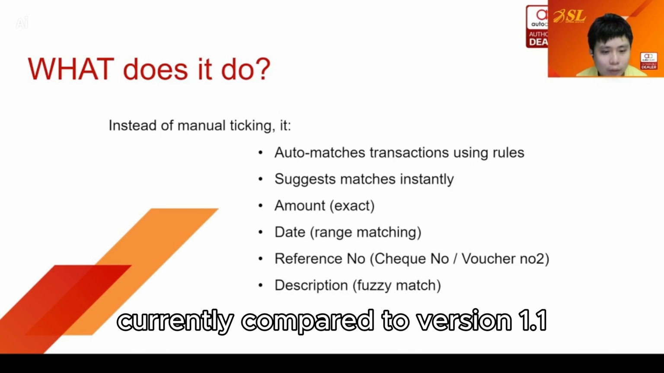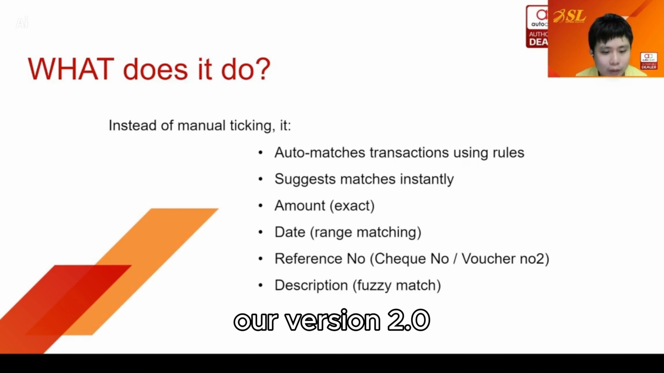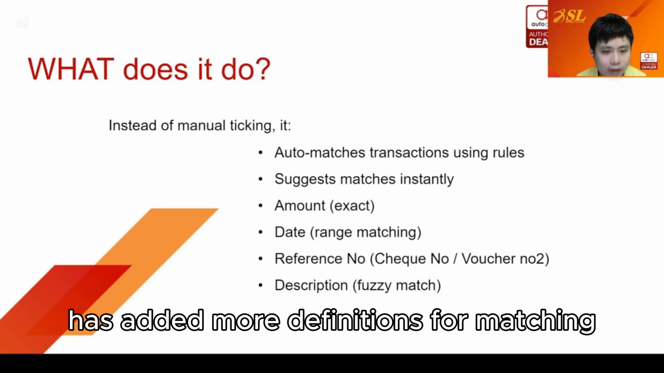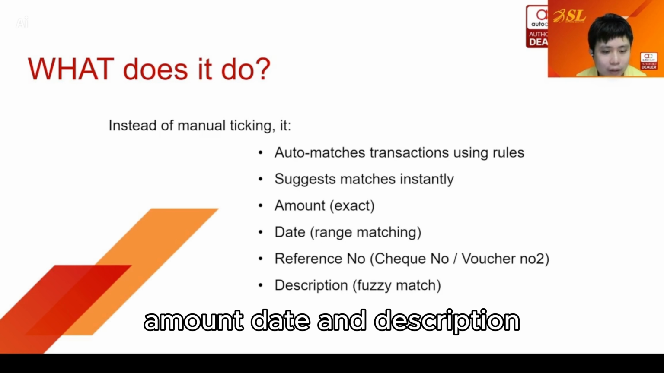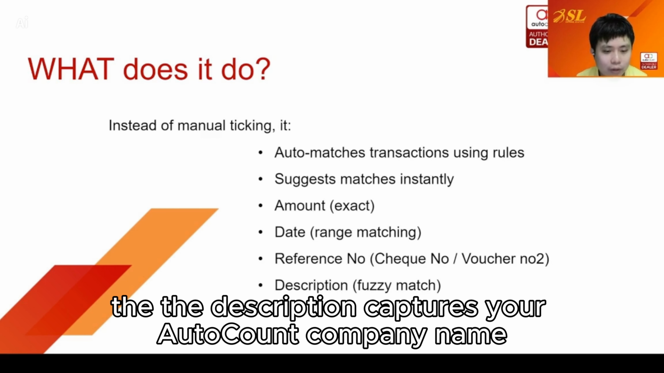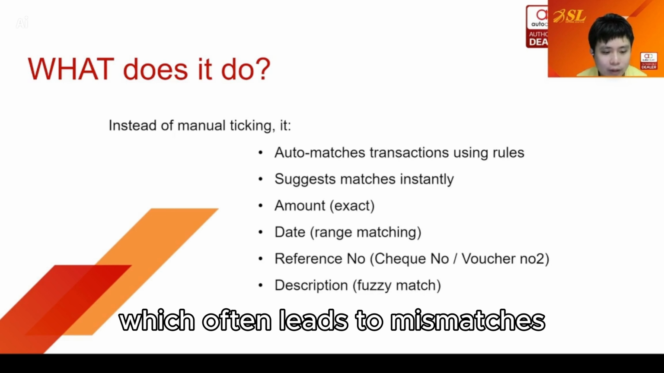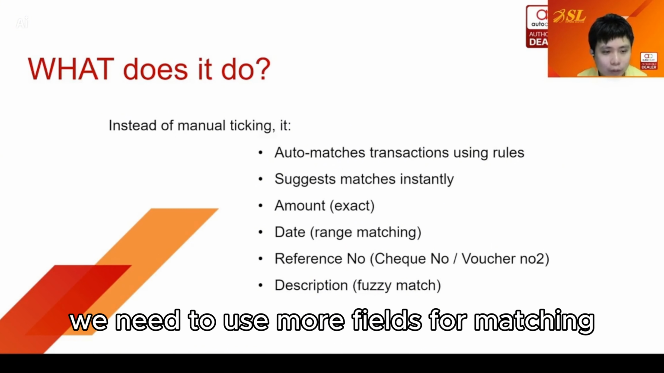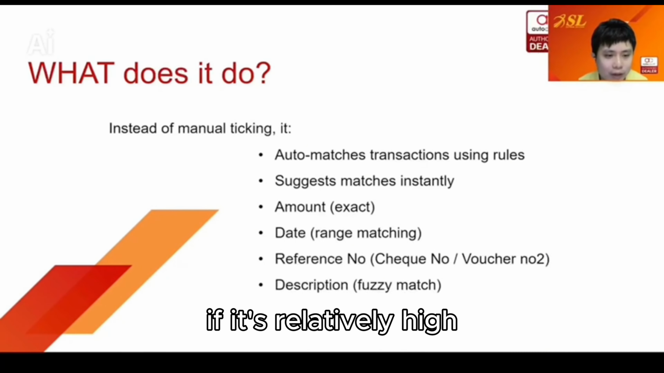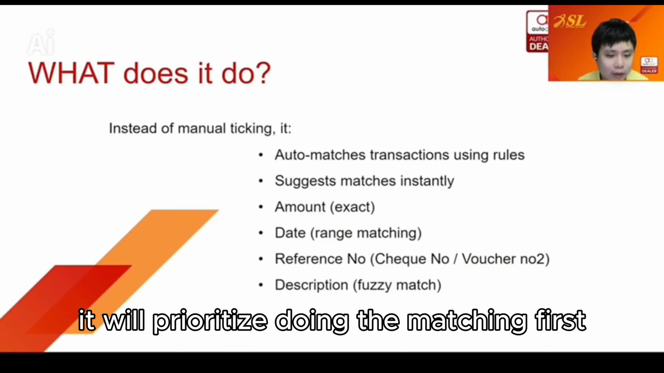Currently, compared to version 1.1, our version 2.0 has added more definitions for matching. In the previous version, we only matched three things: amount, date, and description. The description captures your AutoCount company name, which often leads to mismatches with the bank statement description because bank statements usually don't show your name. We need to use more fields for matching. If the match score is relatively high, it will prioritize doing the matching first.